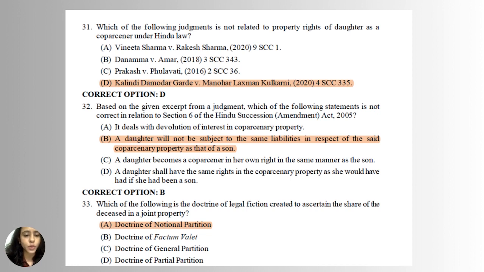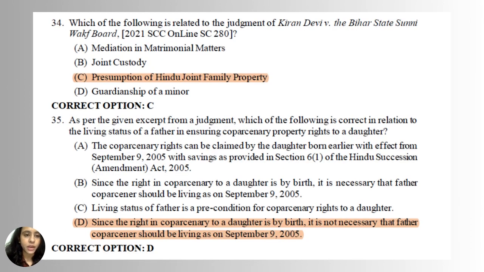The next question was about the doctrine of legal fiction, which is created to ascertain the shares of the deceased in a joint property. What is the doctrine called? The answer was doctrine of notional partition, and that is why option A is correct. Coming to the next question, they were asking that the judgment in Kiran Devi, which was again a recent case back then, what does it relate to? The answer was presumption of Hindu joint family property, and that is why option C was the right answer.